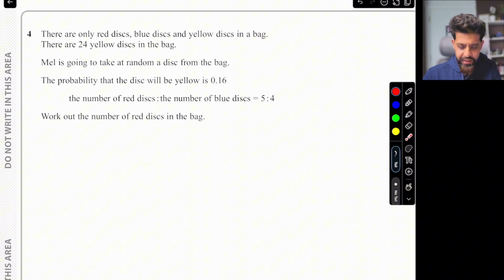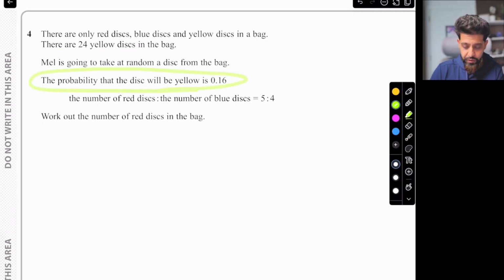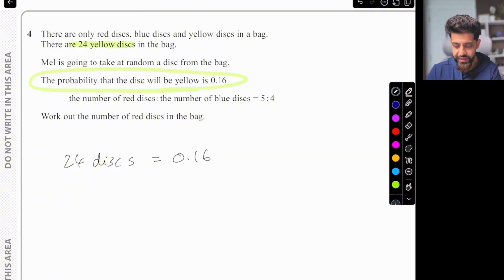There are only red discs, blue discs, and yellow discs in the bag. There are 24 yellow discs in the bag. Okay, Mel is going to take out at random a disc from the bag. The probability that the disc will be yellow is 0.16. And we are also told that there were 24 yellow discs. That means we can equate 24 discs to a probability of 0.16. Okay, we can just make that statement.